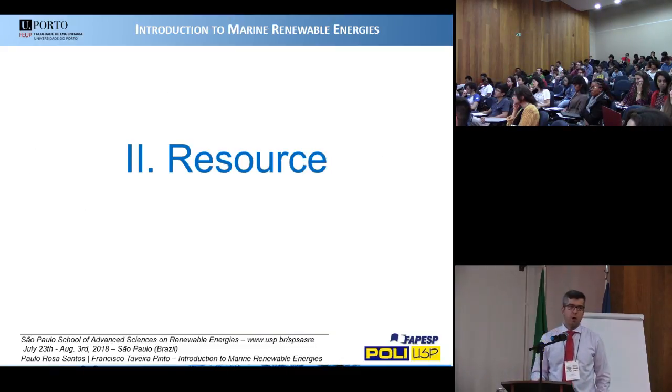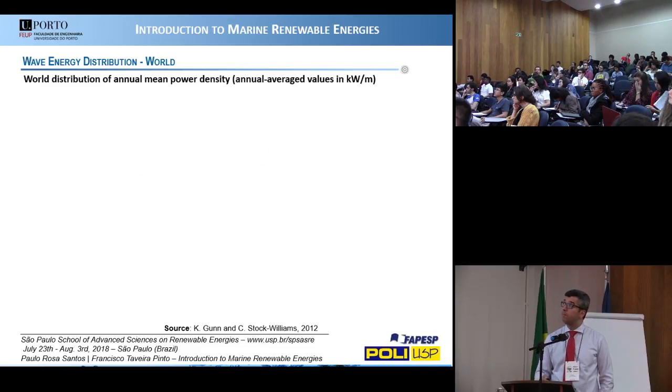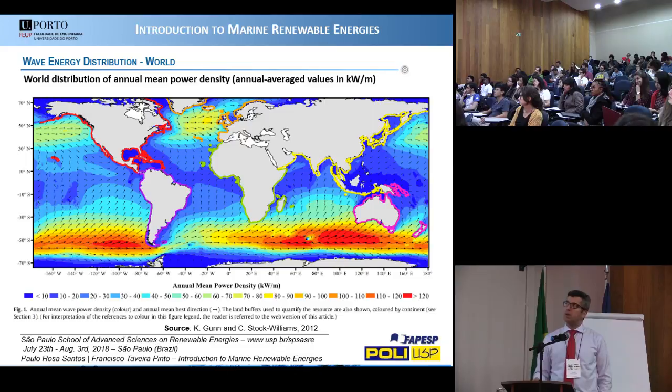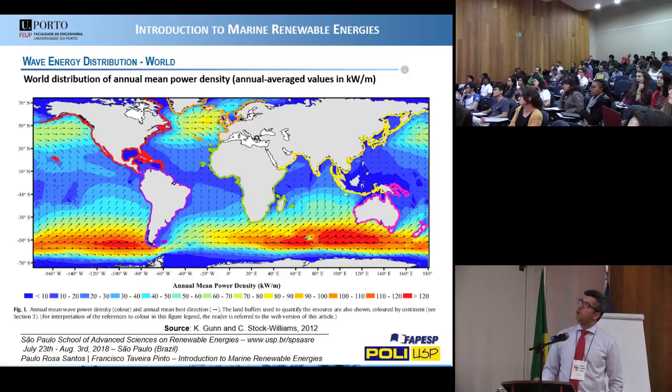In terms of resource, I will present now some information, some details, and some figures about the resource and how it is spread in the ocean. Starting with the wave energy, you can see here the world distribution of the annual mean power density. The figures are in kilowatts per meter of wave front, okay? And these figures are an annual mean.